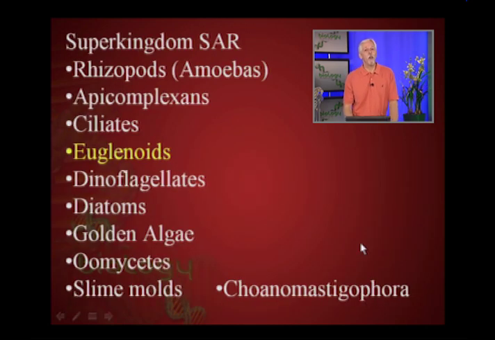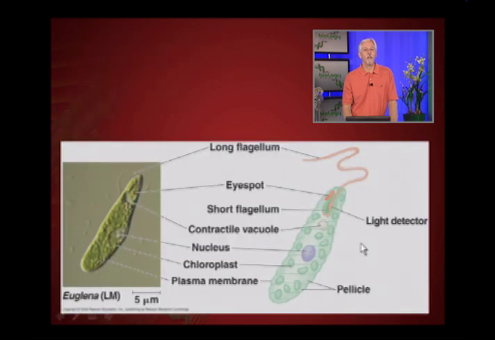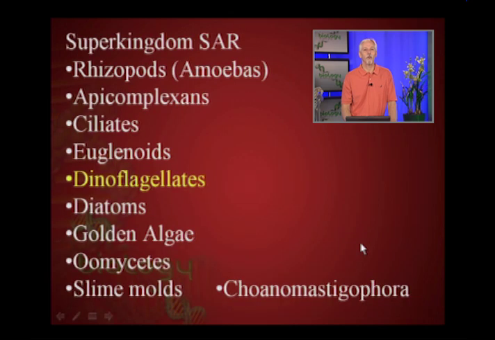Euglenoids would be a small unicellular algae. It's also flagellated, and they're found in a number of different ecosystems, mostly freshwater, but all over the world. Dinoflagellates would be another unicellular algae, so these are photosynthetic organisms. And the word here is telling us that they're spinning flagellates. So the dinoflagellates, again, are found mostly in marine ecosystems.